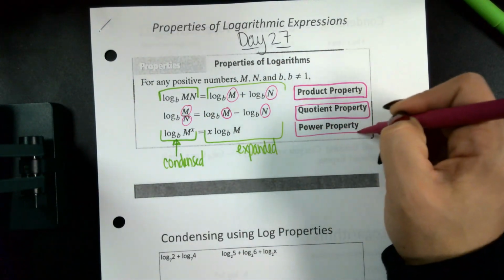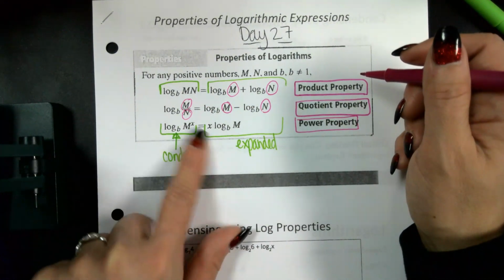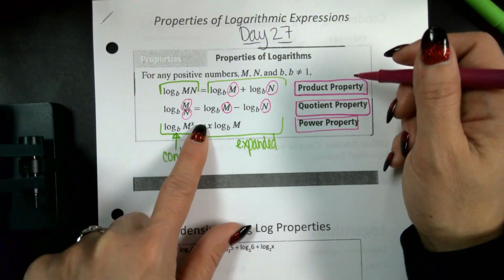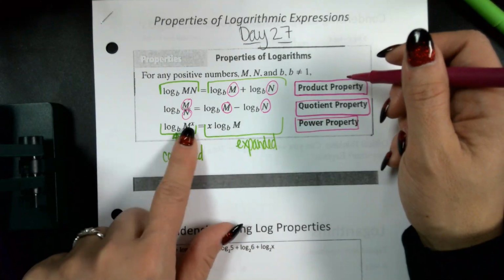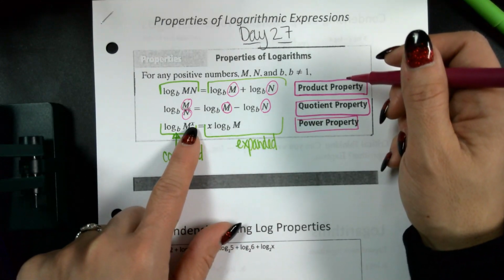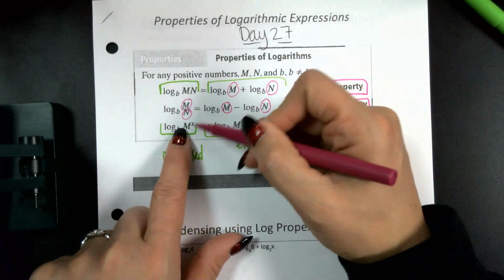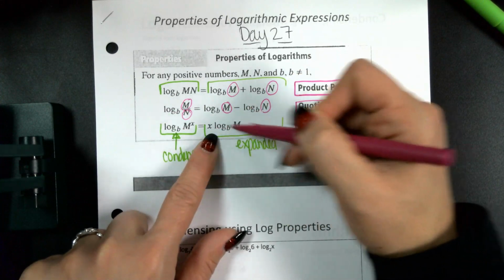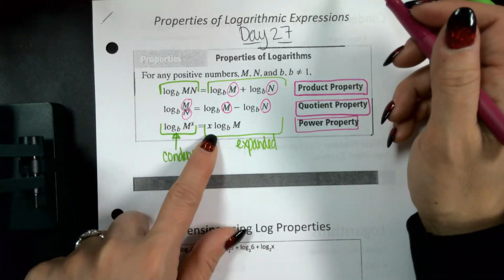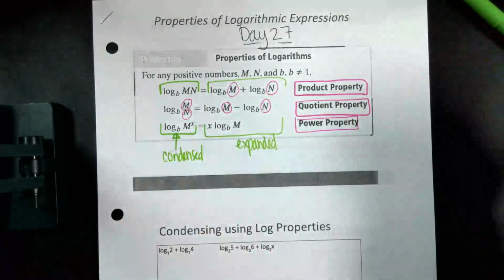The only one that's a little different is down here. It's the power property. So if you see one single log where it has been raised to a power, and you are told to expand it, where does that power move? To the front. So this is an exponent. The exponent moves out front and it just becomes multiplication. The exponent goes here, and that means this times the log.